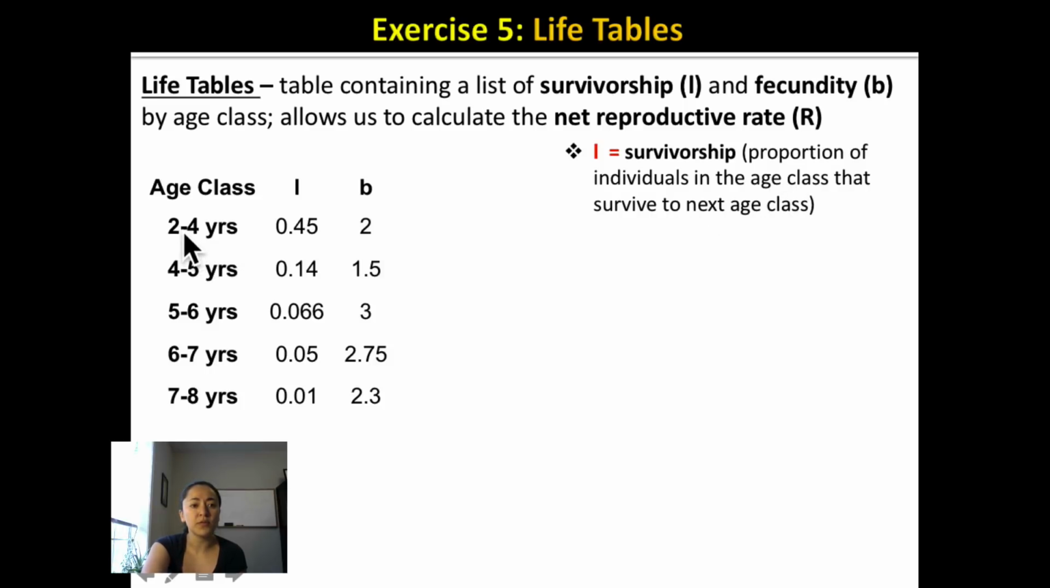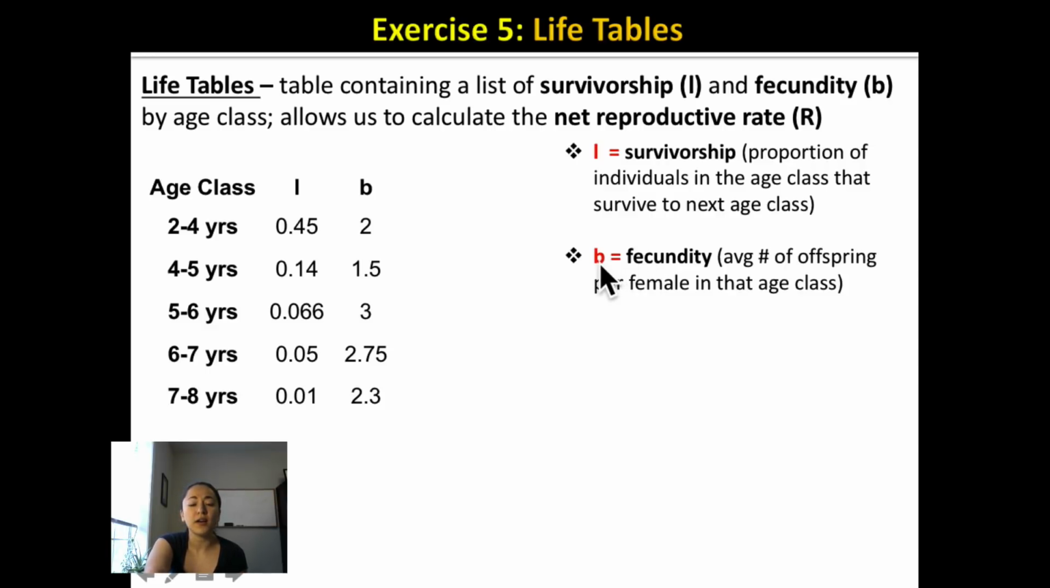So for example, if I look at the 2 to 4 year olds, about 45% of them will survive to the next age class. If I look at the 4 to 5 year olds, only about 14% of them will survive to the next age class. And if I look at the next age class here, you can see that only 6.6% of them will survive to the next, and so forth. All right, so that's what the survivorship is telling us.